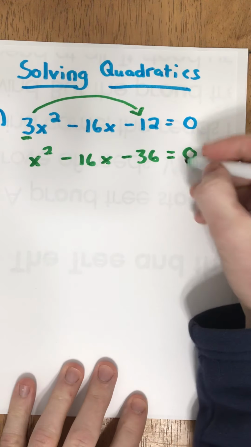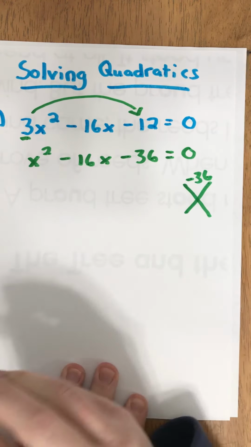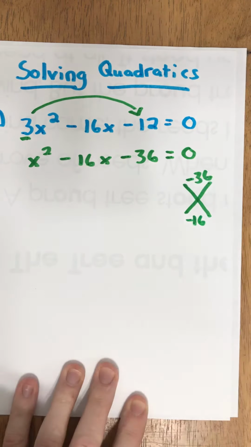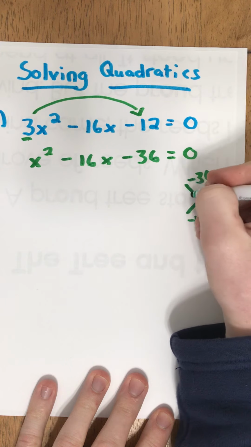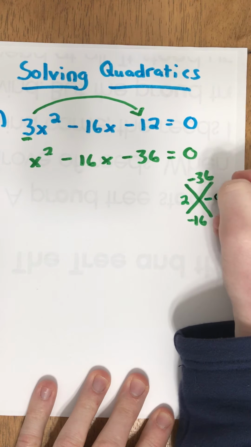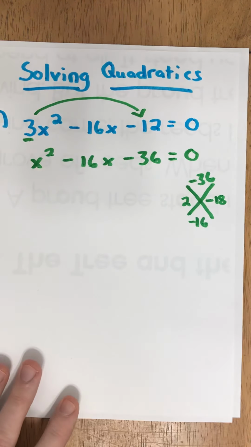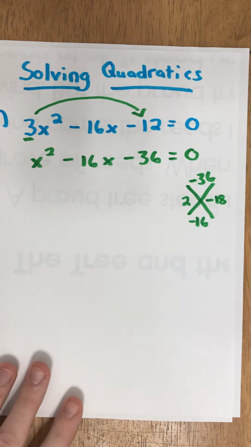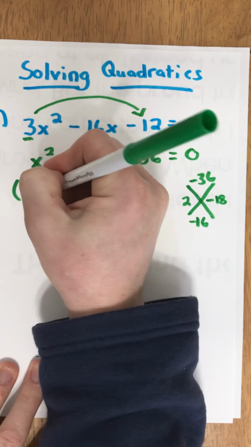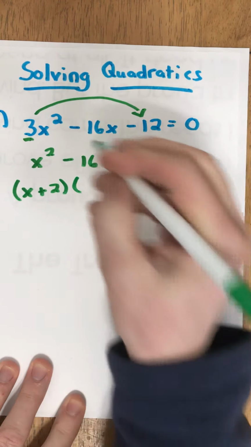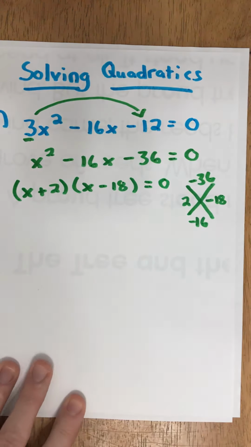So now off to the side here, I can make a little x. I'm looking for two numbers that will multiply to negative 36, but at the same time, add to negative 16. So it looks like in this particular example, we're going to be talking about 2 and negative 18. 2 times negative 18 is negative 36. 2 plus negative 18 is negative 16. So off to the side here, I've got x plus 2, and then I have x minus 18 is equal to 0.